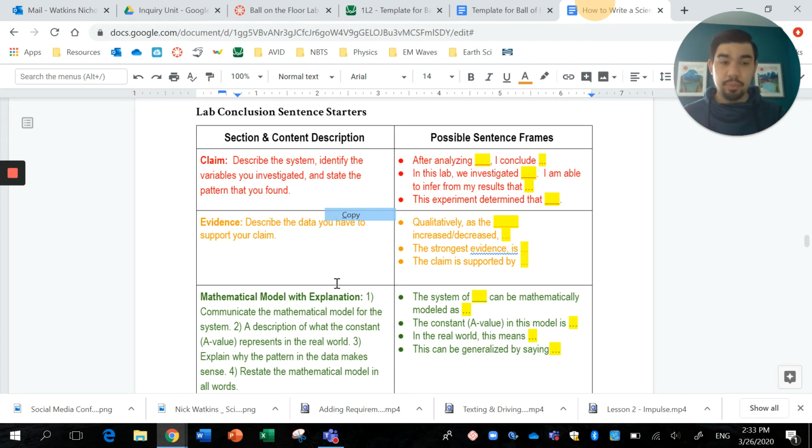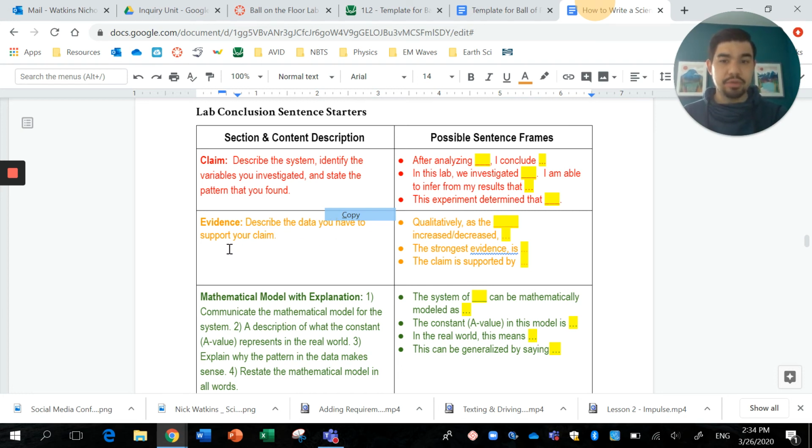So for your claim, if you're having trouble figuring out how to start, we know you need to describe the system, identify the variables, and state the pattern you found. You could say, after analyzing the ball rolling on the floor, I conclude that there is a proportional relationship between time and distance. Boom. Done with your claim.